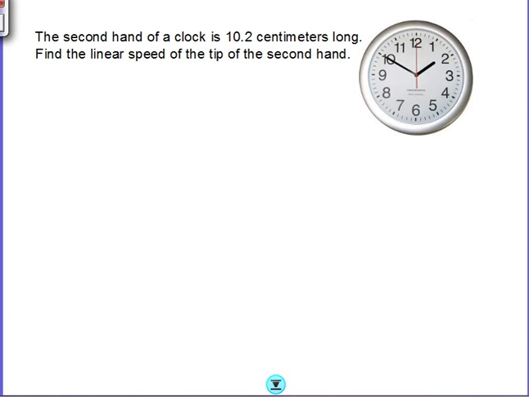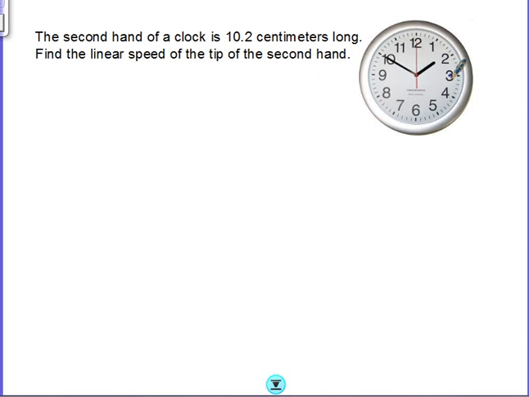We were talking about linear speed and angular speed yesterday, and there's so many different types of problems. I thought I'd take a step back and narrow down the types of problems for you in a couple videos. Let's first look at finding linear speed.